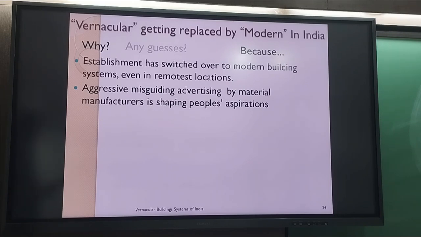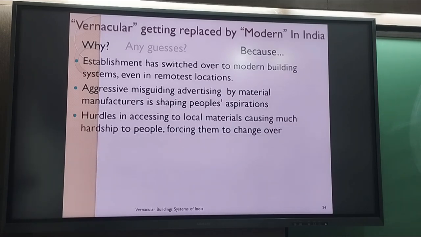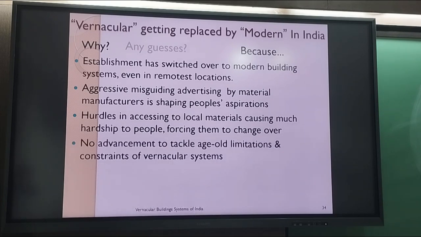Don't see anywhere, ever. At least in the cigarette thing, because they're forced to. Somewhere, hopefully, the government will wake up and make cement people also do that. Hurdles in accessing the local materials cause a lot of hardship to people. Like you were talking about timber yesterday, there are places where timber is difficult to find because of certain laws. So then people are forced to change over.